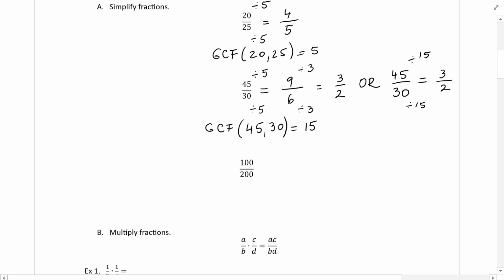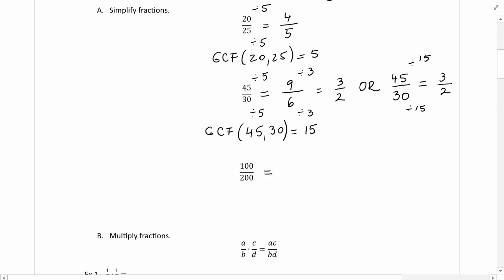Now let's take a look at 100 over 200. We notice that both numbers can be divided by 100 evenly, so we get 1 over 2, final answer. Now if you don't see it and you divide by 2, you get 50 over 100, and you can divide by 5 and so on. You can do it step by step. But if you can figure out the greatest common factor right away, which for 100 and 200 is actually 100, then you can simplify the fractions pretty quickly.